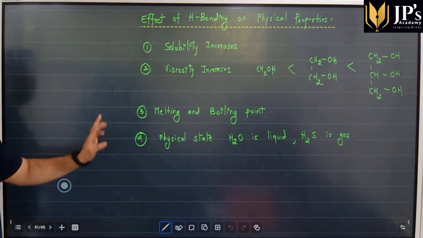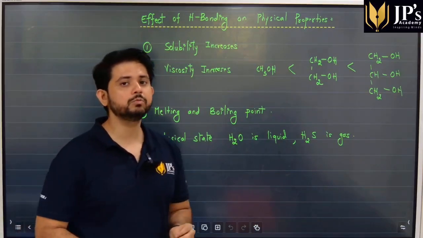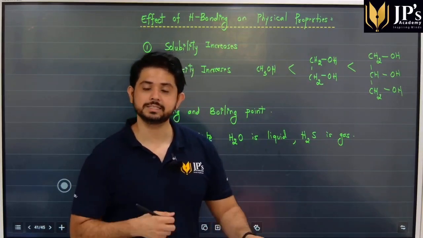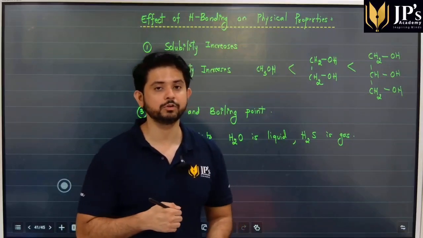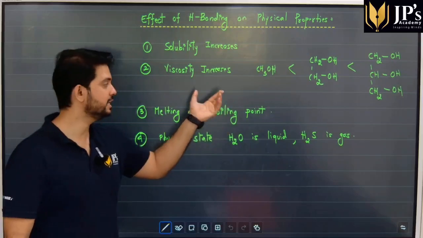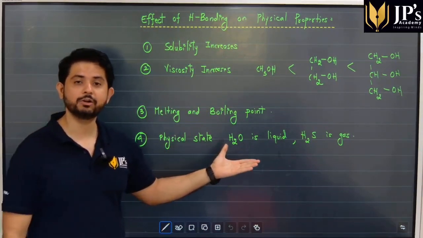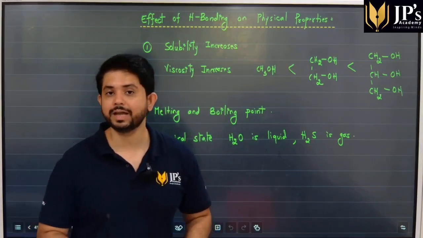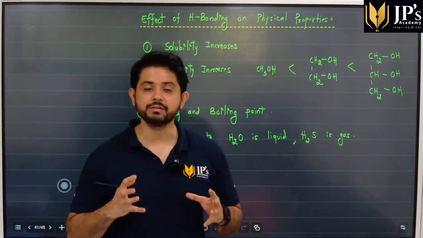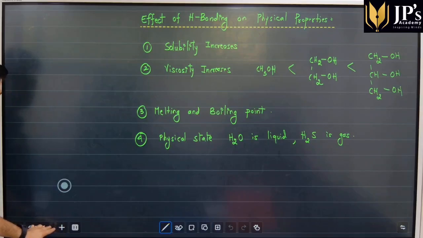Next, students, we have the effect of hydrogen bonding on physical properties. Alcohol is soluble in water because it forms hydrogen bonds with water. Orthonitrophenol is steam volatile as compared to paranitrophenol because of intramolecular hydrogen bonding. As the number of hydrogen bonds increases, viscosity increases, and melting and boiling point increase because of hydrogen bonding. H2O is a liquid, H2S is a gas. Again, this is because of hydrogen bonding. So hydrogen bonding affects many physical properties. Make sure you copy all these down and copy the examples.